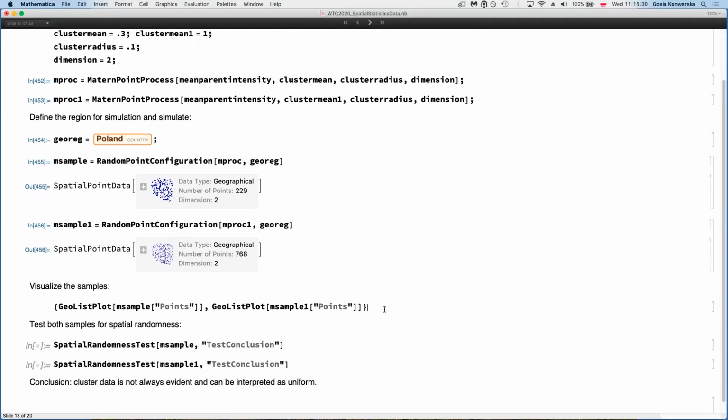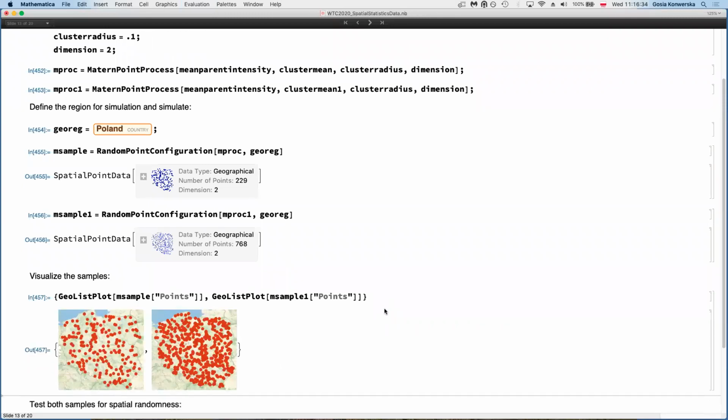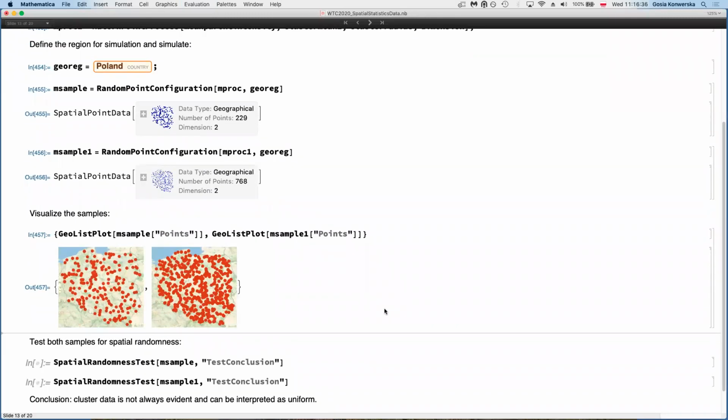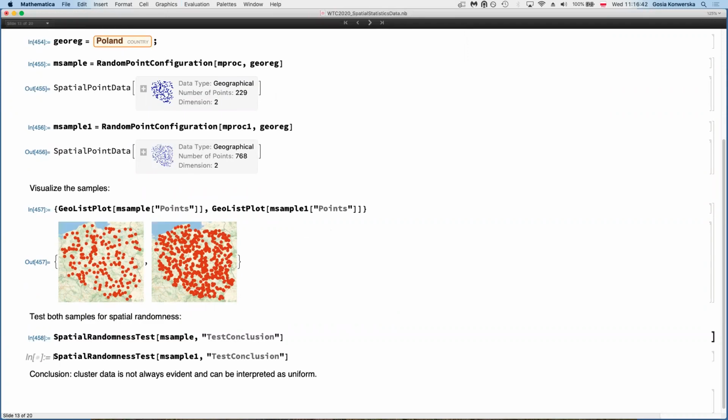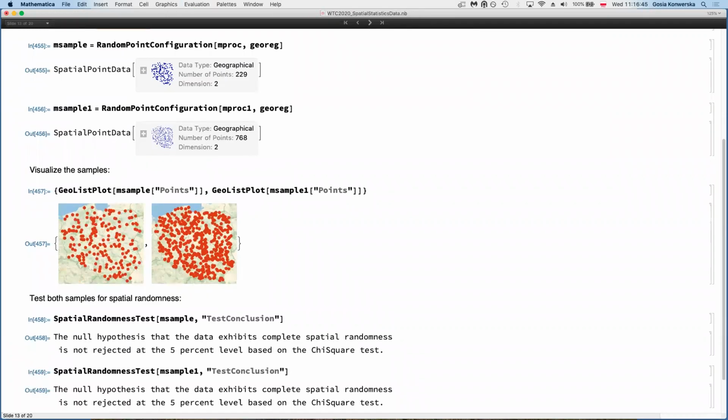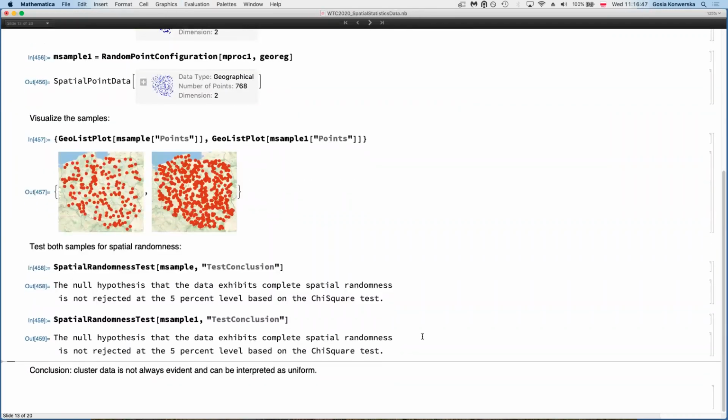Okay, so we have two samples. So then we can just plot them next to each other. Okay, and so they look different because the second sample has more points. And now we can test the spatial randomness. And so here we have that they're not rejected.